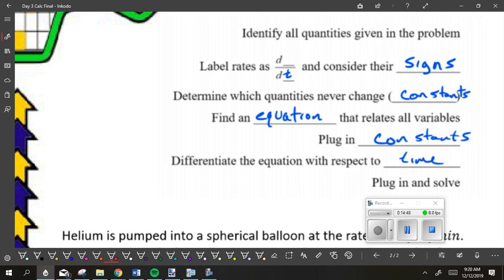Remember that ladder leaning up against the wall, sliding down. The ladder's length is never going to change, so it doesn't have a rate. So it's going to be a constant. Then you got to find some sort of equation that relates all those variables together. We plug in the constants, we take the derivative with respect to time, and then you plug in your actual answers to get that all squared away. With your neighbor, read through that question and do some labeling and see what you can get. See if you can think of what equation you need to set that up.